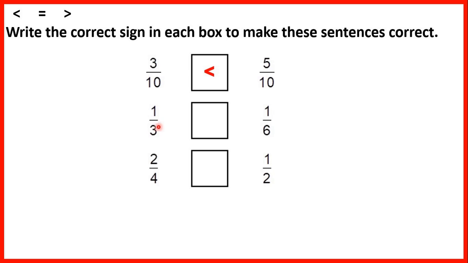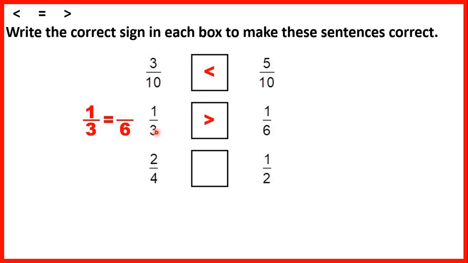Now we have 1/3 and 1/6. We need to remember that the larger the denominator, the smaller the fraction, and the smaller the denominator, the larger the fraction will be. Because if the denominator is small, then the whole hasn't been split into as many pieces, so each piece will be larger. And that means 1/3 is larger or greater than 1/6.